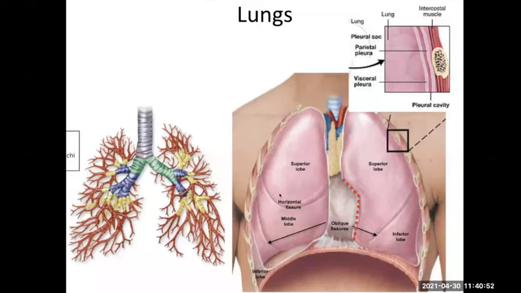And then you have on the outside surface, you could see the lobes, right? The three on the right, two on the left, separated by those fissures. And then these branches of the bronchi, which still have the cartilage, are going to branch off into your right and left main bronchi and then go into your lobar bronchi. Right, in blue here, two: superior and inferior lobe; superior, middle, and inferior lobe.